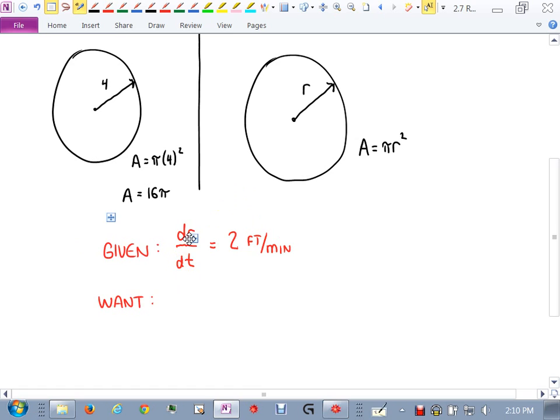Does everyone see the radius here, r, divided by time, is almost like the feet divided by minute? Feet is the measurement of our radius. The minute is the measurement of time. Y'all with me? So I'm given that. What else am I given?